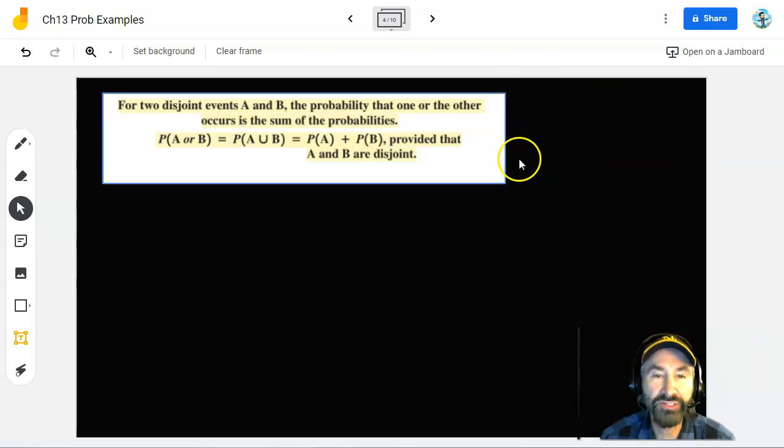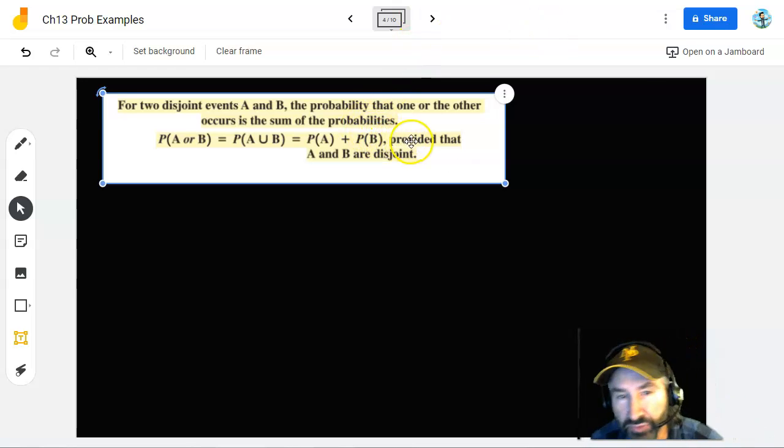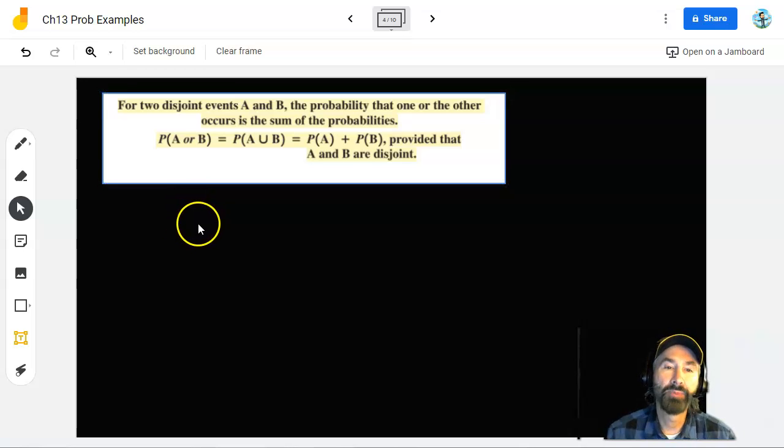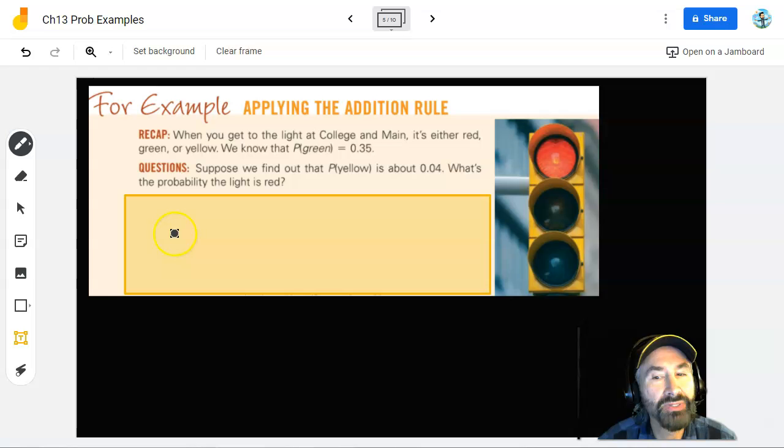There is a trickier situation where sometimes we have overlapping of events. And when we do have overlapping of events, then this formula changes and we have to subtract some stuff off. But for the simple situation, if it's the probability of A or B, we just add the probabilities together. Let's do another quick, simple example.